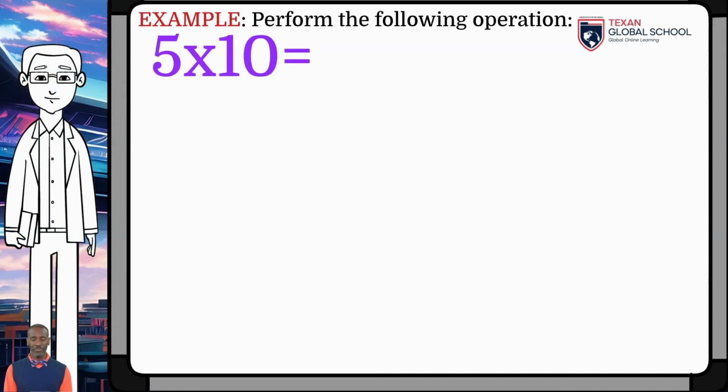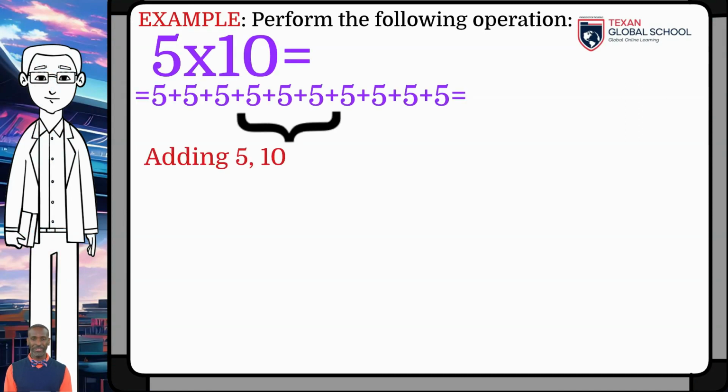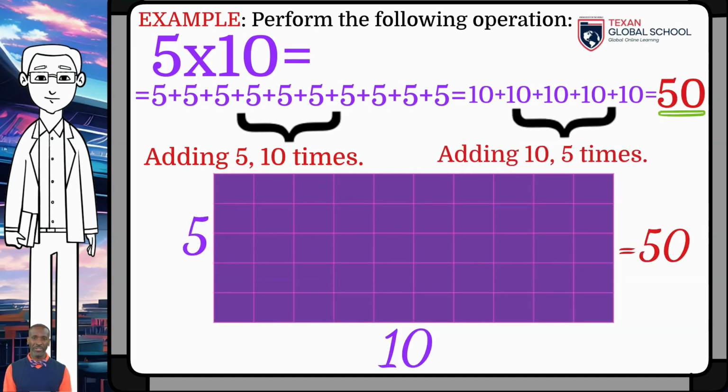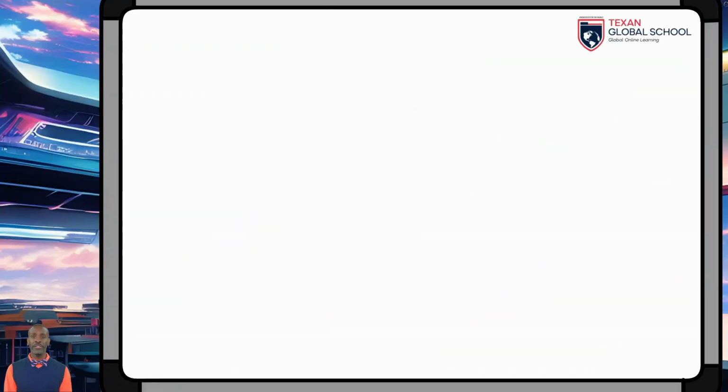Finally, multiply 5 by 10. We add 5 10 times, or we add 10 5 times. Therefore, 5 times 10 is 50. The model represents 5 rows by 10 columns, so we have 50 ones. Hence, we conclude that 5 times 10 is 50.